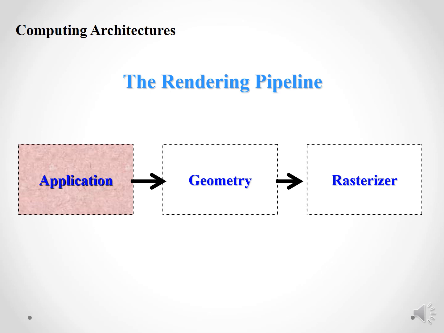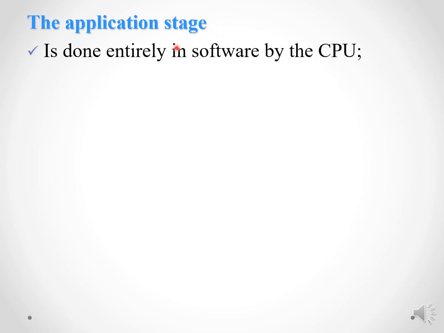So next, what we will cover is the first stage of the rendering pipeline, which is the application stage. What is the role of the application stage and what happens inside this stage? It is done entirely in software by the CPU. It means that this stage is executed by the software on the main processor inside the CPU. So it's done inside the software.